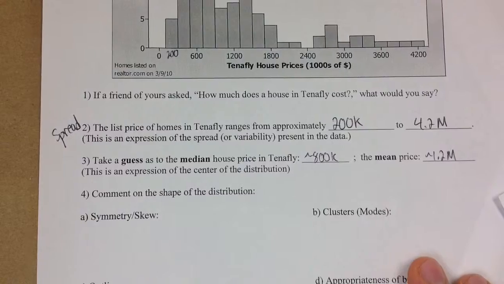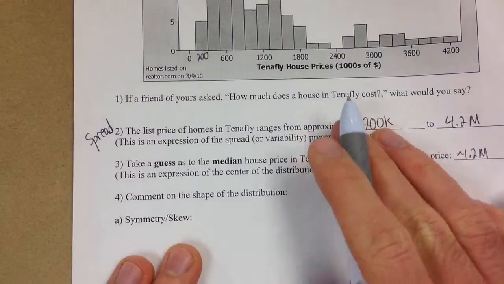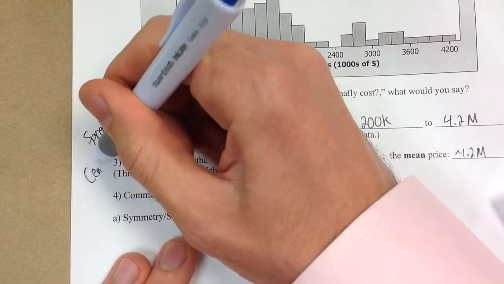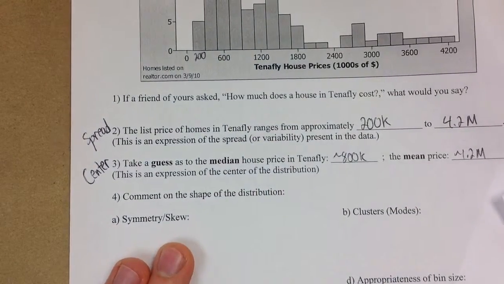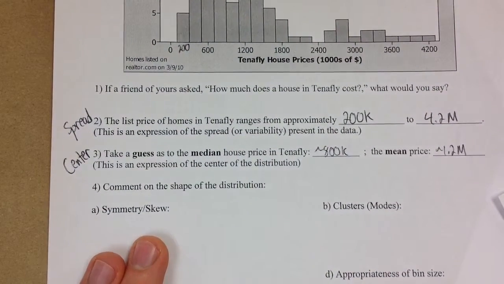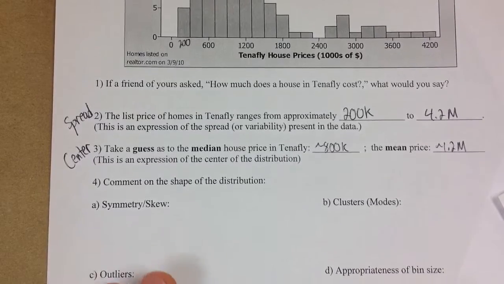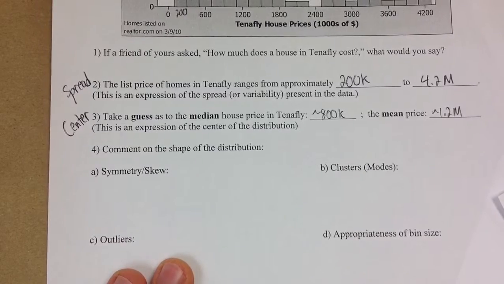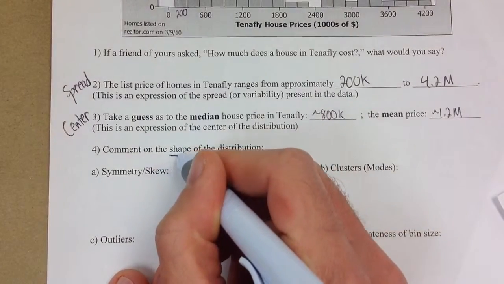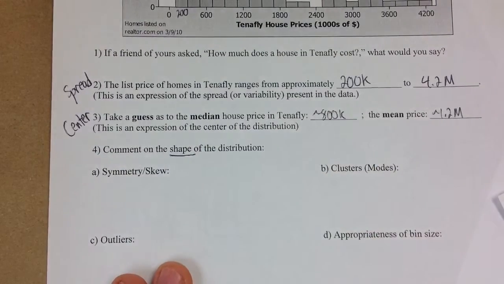Good. So this is the other category we want to discuss, center. Where is the distribution centered? And sometimes it's more appropriate to use the median, and sometimes it's more appropriate to use the mean. We'll discuss that later. Okay, now on to the shape, the other main category we want to discuss. We'll start with symmetry or skew.